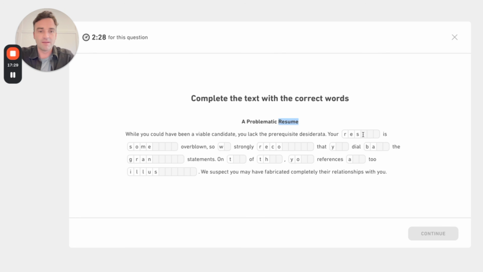Okay, look, right away. Repeated word. Resume. Okay, is somewhat overblown. Somewhat usually means a little bit, but I guess in this case it's being polite. So we strongly recommend that you dial back. Okay, so is this a phrasal verb or just a collocation or an idiom? Dial back, probably an idiom. To dial something back means to reduce, right? Reduce something. Usually in terms of like your exaggerations or something.